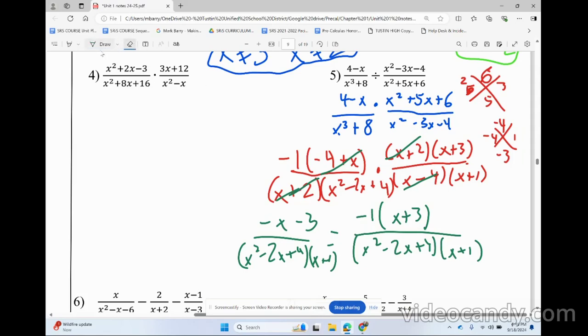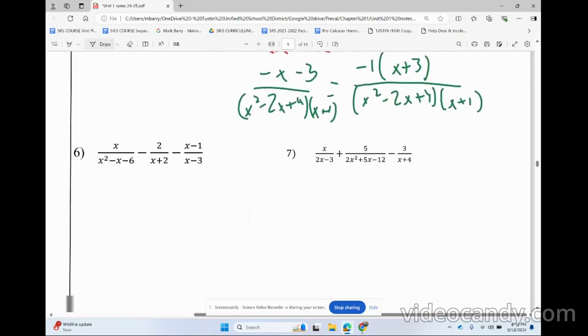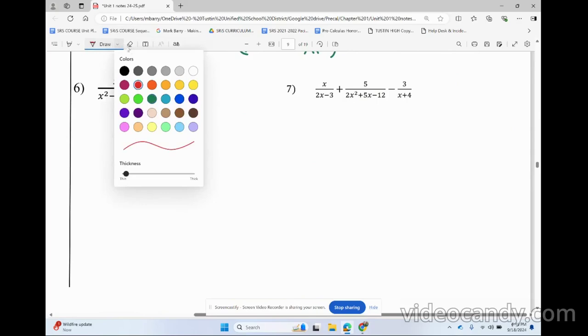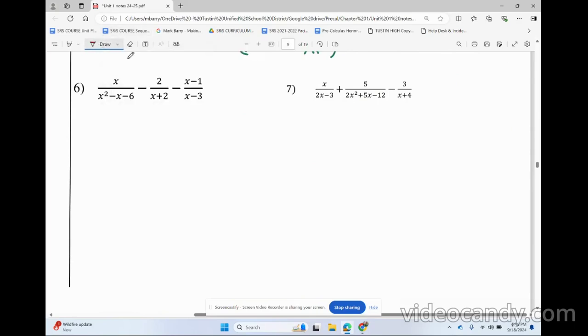All right, let's move along here. We'll go down and do number 6. Now, number 6 and 7 here, we have adding and subtracting. So for these ones, what we really have to think about is the common denominator. So we can only add or subtract fractions when we have common denominators.